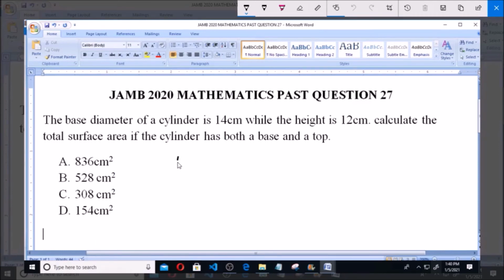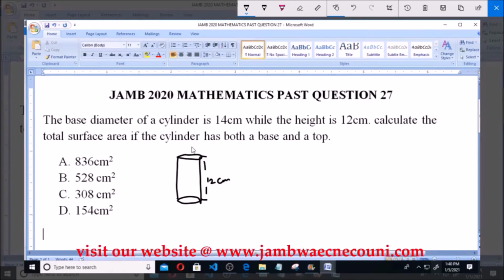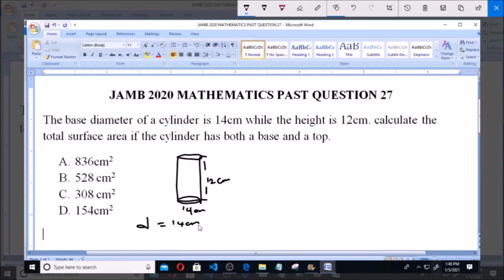Now, let's assume we have a cylinder like this. And it is given that the height of this cylinder is 12 cm and that the base diameter, this is the base now, the base diameter here is 14 cm. It simply means that if the diameter D is 14 cm, the radius will be equal to 14 over 2, which is equal to 7 cm.